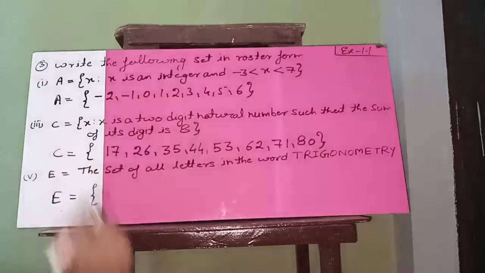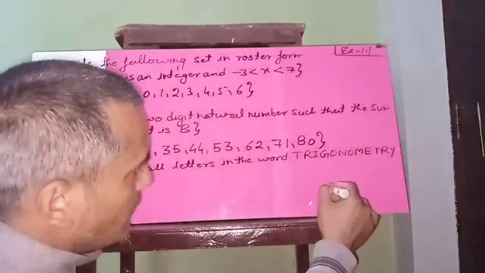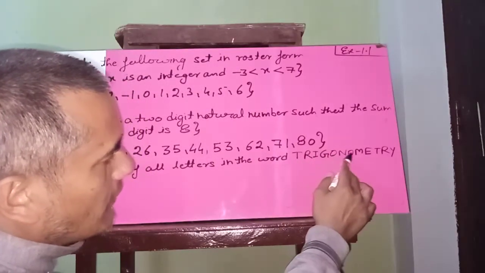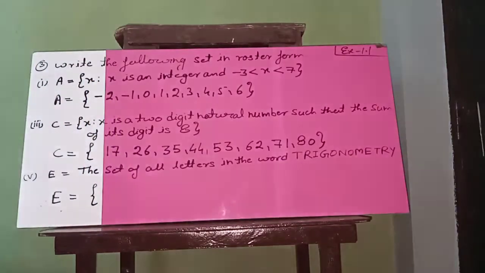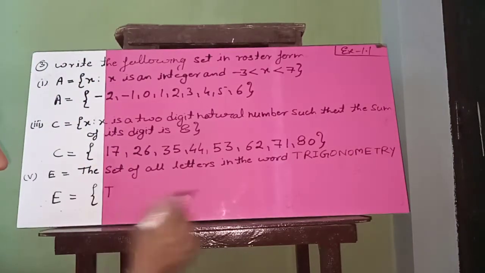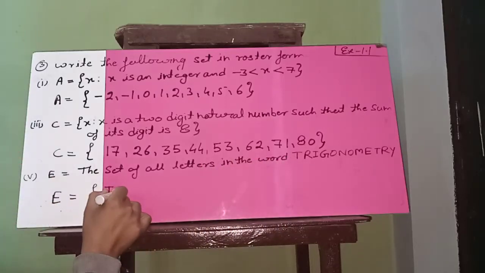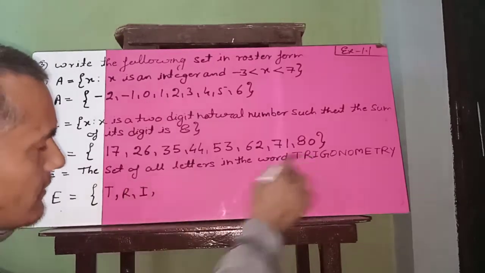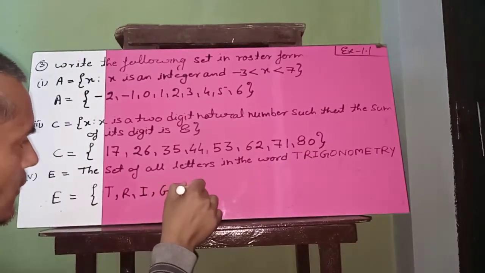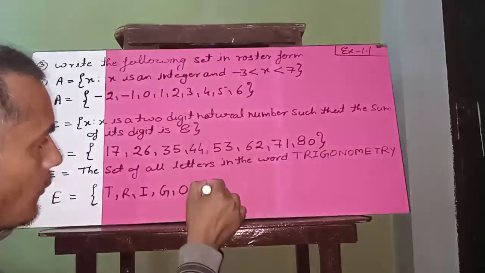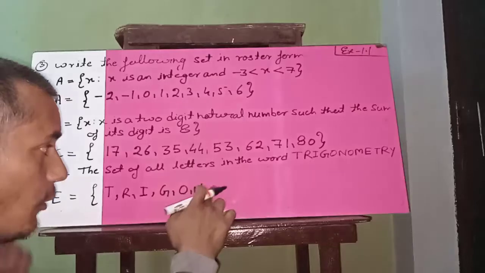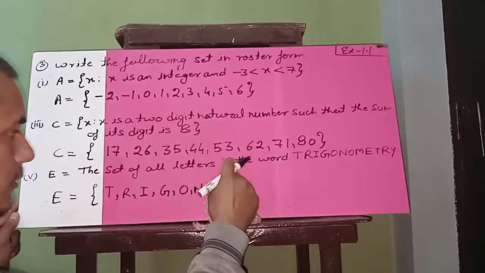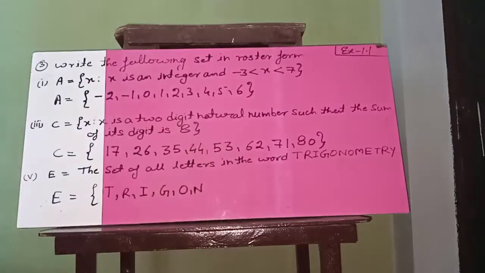So in trigonometry we have the letters T, R, I, G, O, N, O, M, E, T, R, Y. So in this set you take T first. The first letter is T, second letter is R, and third letter is I. Next is G, next O, next N, after that O. But you do not write O here, because in any set you take one element only one time. Look, you have to take an element in a set only one time.